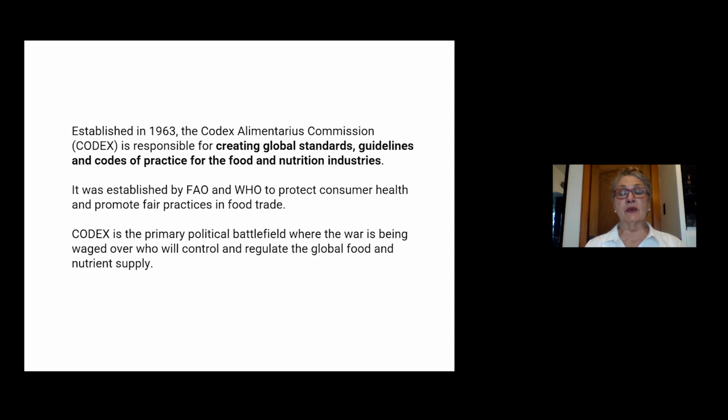So there again, creating these global standards and guidelines and codes of practice for food and nutrition industries is what Codex Alimentarius does. It was created to protect consumer health and to promote fair trade practices. It's the primary political battlefield where the war is being waged of who will control and regulate the global food and nutrient supply. So when it comes down to the end, the Codex is the judge.